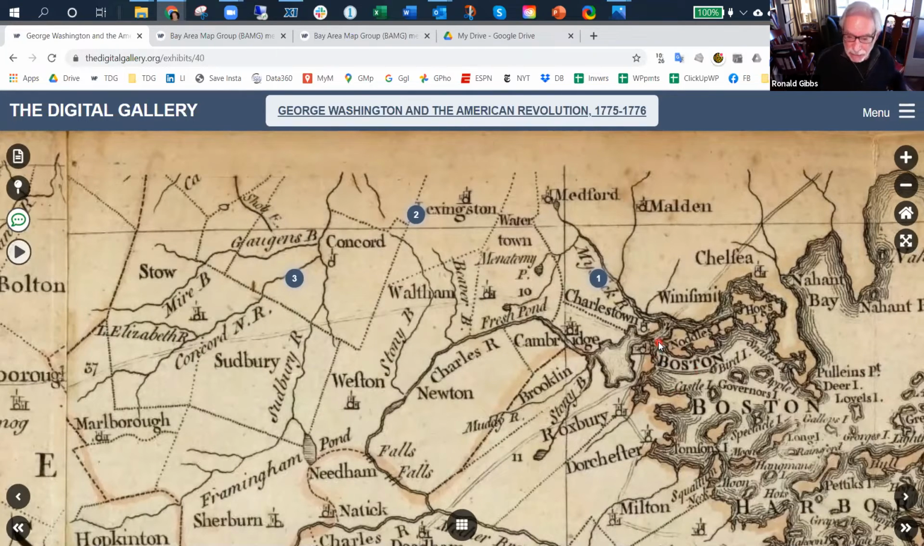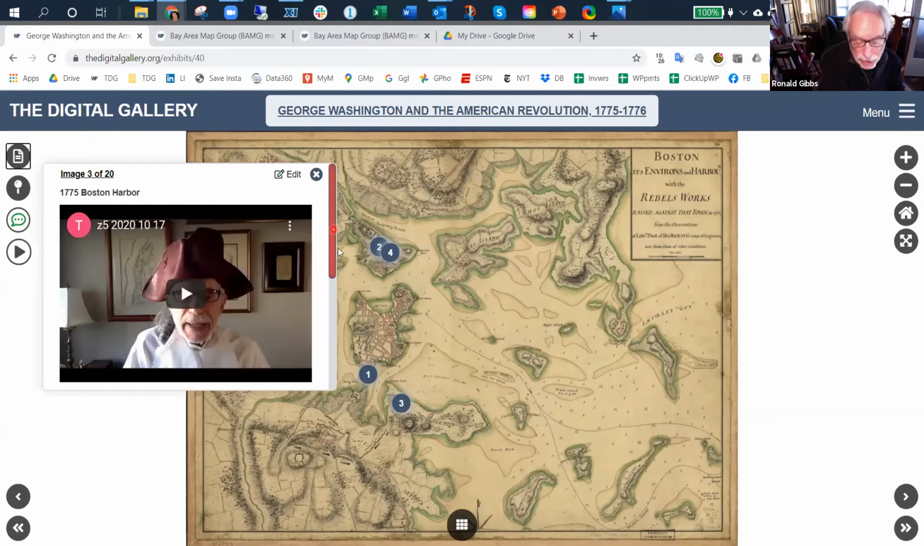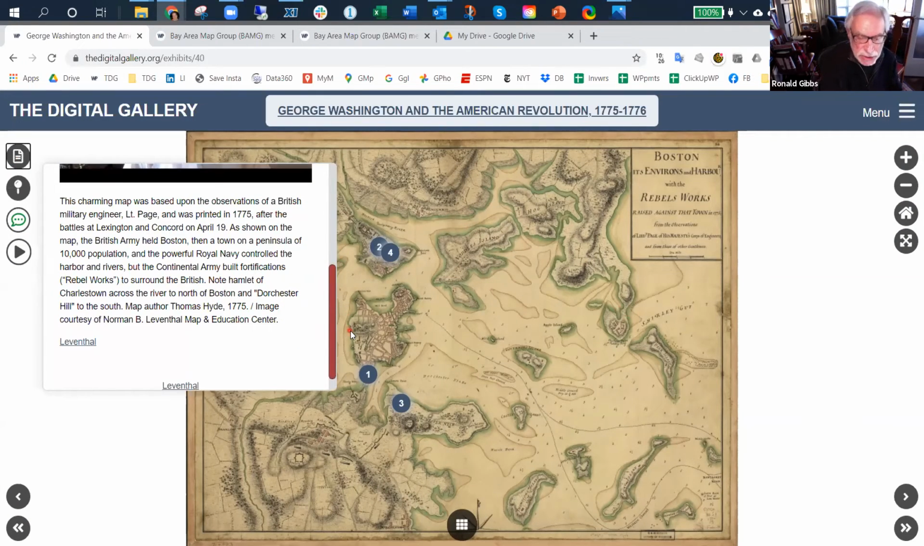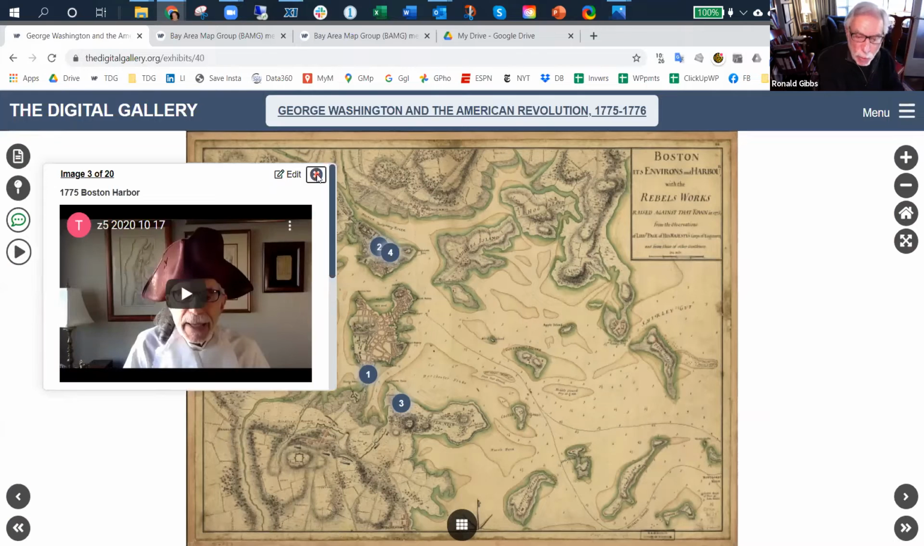Now, the second map, this is a very charming map. This one is from the Leventhal Center at the Boston Public Library. The first map was from the Rumsey Center at Stanford. So let's take a look at the map, point number 1.